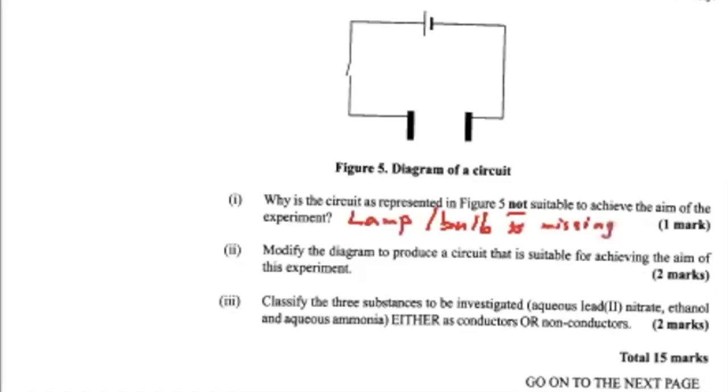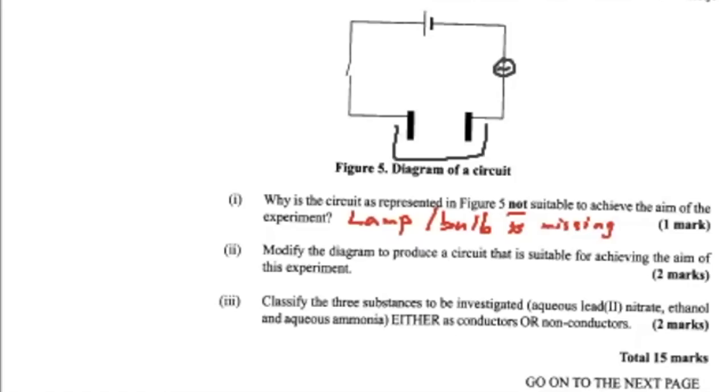All right, modify the diagram to produce a circuit that is suitable for achieving the aim of this experiment. So we would need to put in the lamp, and of course, if something is conducting, then it would glow. And not to over answer, but we would need our cell, and in the cell we would put the different liquids. All right, I think that goes without saying. So we've modified the diagram.